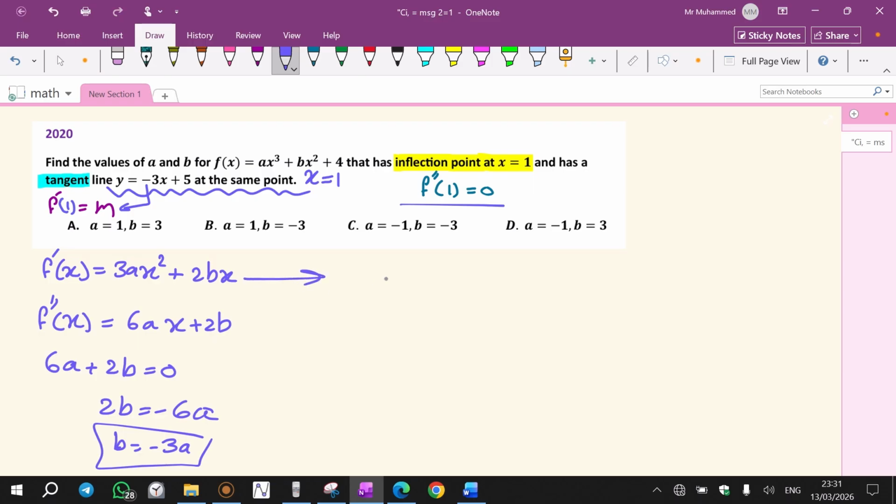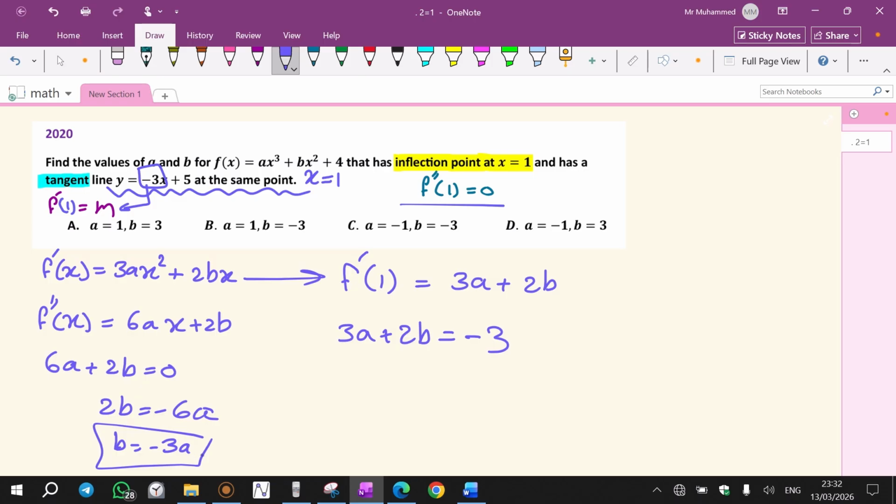F prime is right here. F prime of 1 is going to be 3a plus 2b. I can equalize 3a plus 2b, which is f prime of 1, to the slope of the tangent. The slope of the tangent is -3.